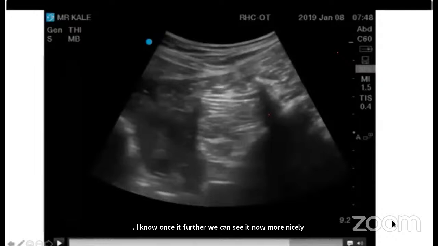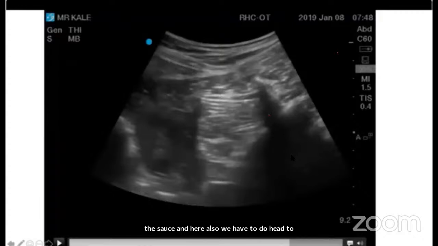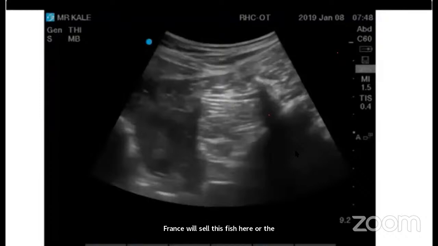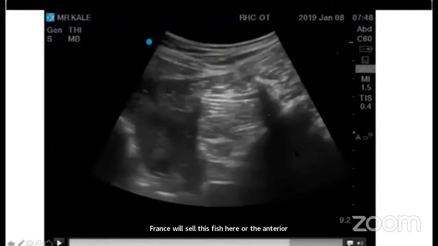The interfascial plane between the quadratus lumborum and the psoas, and here also we have to do hydrodissection gently, more towards the transverse process side, and we should not allow any spillage of drug or breach in continuity of the transversalis fascia or the anterior thoracolumbar fascia. The drug should not be allowed to move in this direction. So the needle can come either in plane or out of plane, more towards the transverse process side, and the drug is deposited between the epimysium of quadratus lumborum and the thoracolumbar fascia. So that's all about the drug spread.